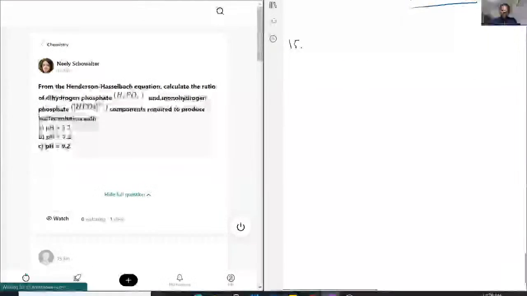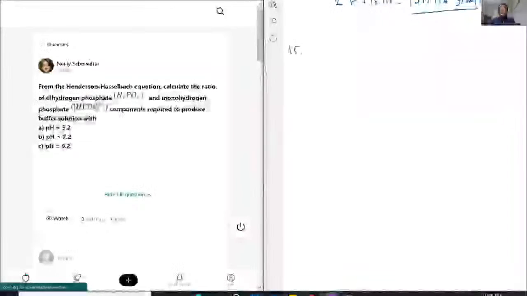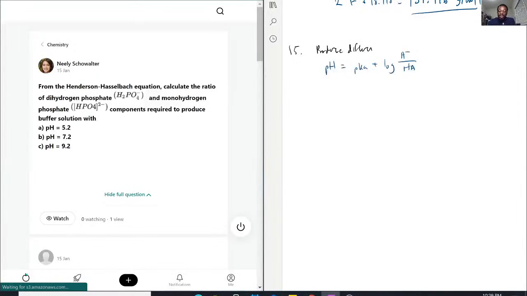When they say the Henderson-Hasselbalch equation, that equation refers to this. Okay. pH is equal to pKa plus log A minus over HA. Okay? That is what's happening here. So with that being said, for this question, we want to be able to produce different buffers, and we just use that based on the ratios.